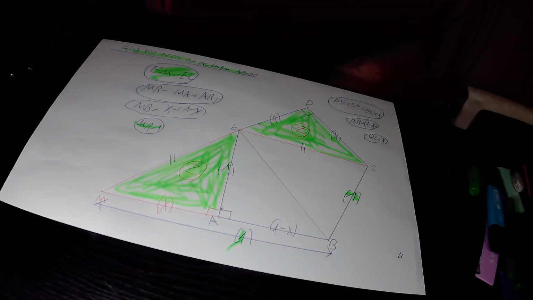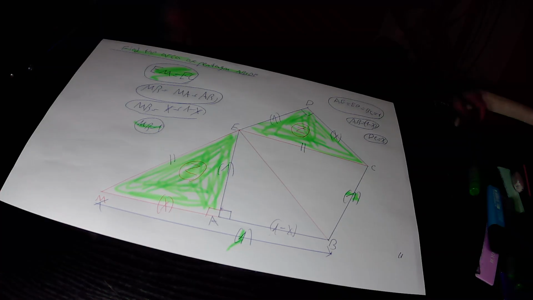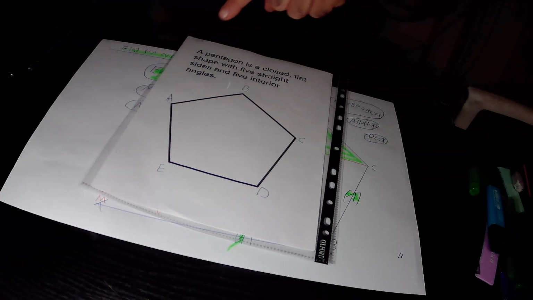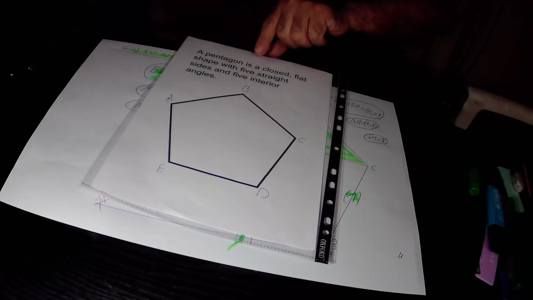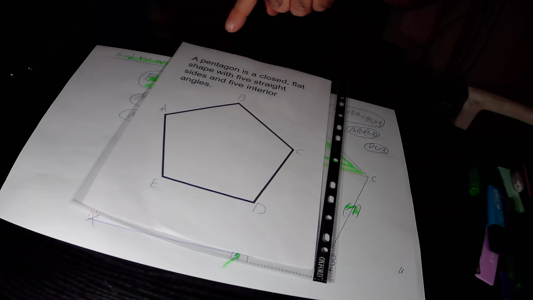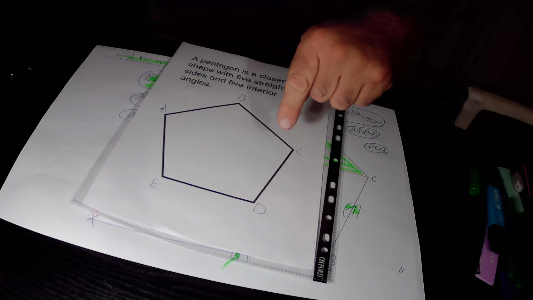What is a pentagon? A pentagon is a flat closed shape with 5 straight sides and 5 interior angles. This is pentagon ABCDE. Pentagon ABCDE has 5 sides: 1, 2, 3, 4, 5, and 5 interior angles: 1, 2, 3, 4, 5.